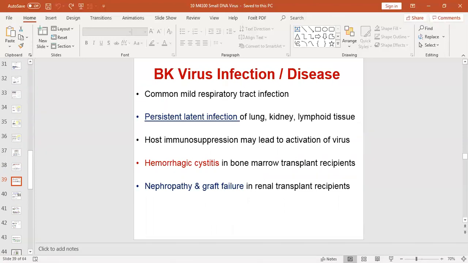Moving to slide 39, BK virus infection or disease is a common mild respiratory tract infection. It can also cause persistent latent infections of lung, kidney, and lymphoid tissues, just similar to JC. If the host is immunocompromised, then it can lead to activation of the virus and more dissemination of it. In bone marrow transplant recipients, it causes hemorrhagic cystitis, and in renal or kidney transplant recipients, it causes nephropathy, which is damage to the kidneys, and graft failure.